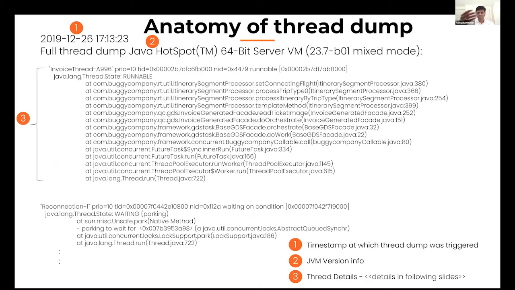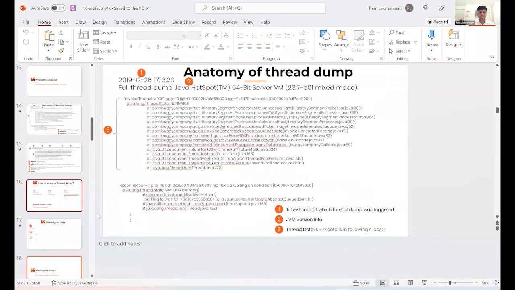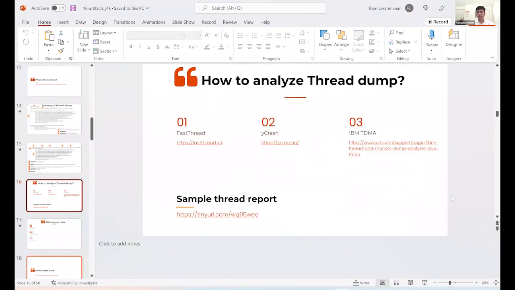So when you run this YC script, it's going to capture 3 snapshots of thread dumps for you in a gap of 10 seconds, and then it's going to be bundled up for you for analysis, right? Here are some of the freely available thread dump analysis tools, which you can look at for visualization or analysis purposes.